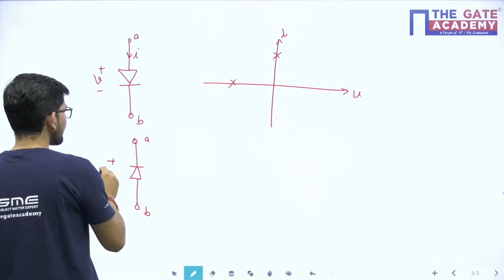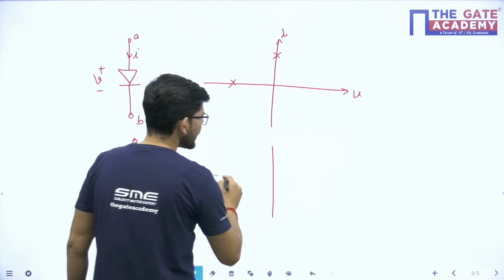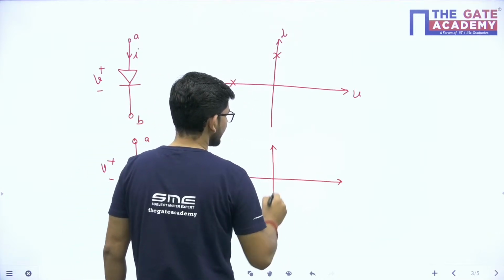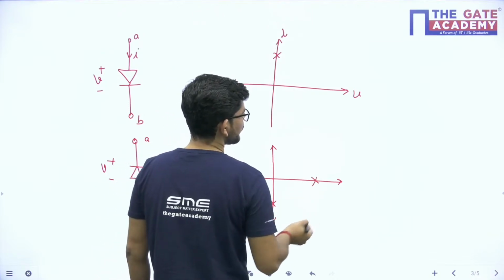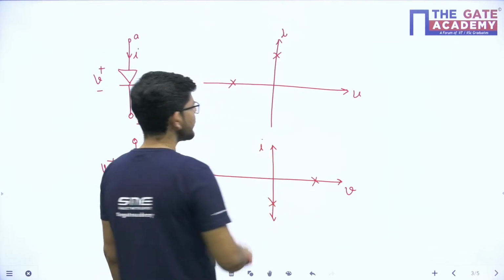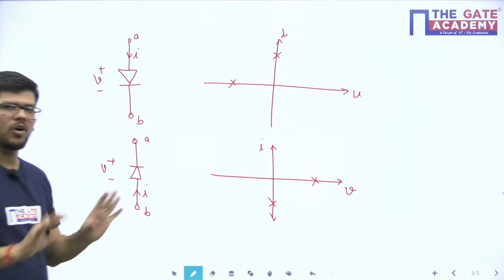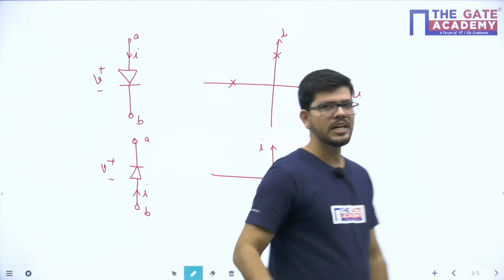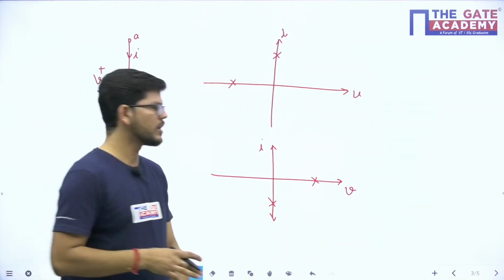Now what will happen? Now this will carry current in this particular direction, so the quadrant of operation will reverse. It will carry a current in reverse direction and it will block positive voltage. So this will be the quadrant of operation for a diode in the reverse direction. So all this will be very important. You will see we will be doing some problems in which this is going to be really helpful for us.